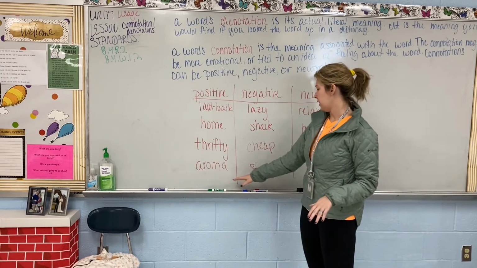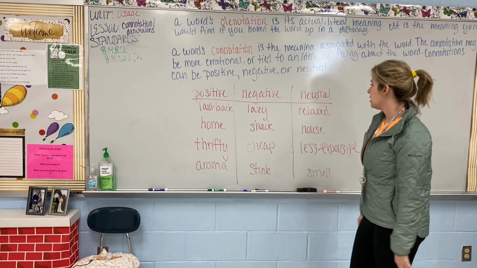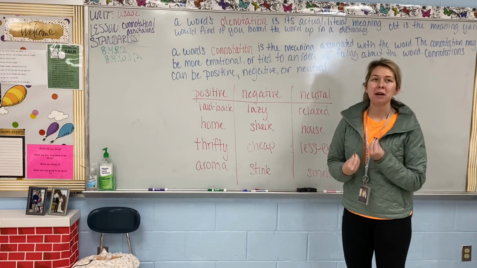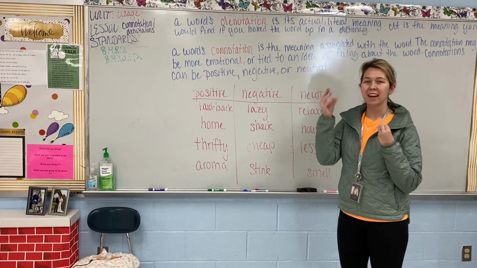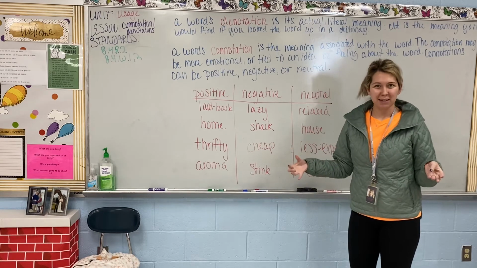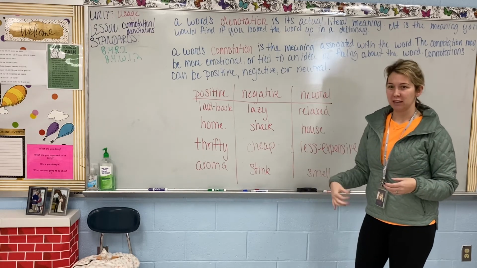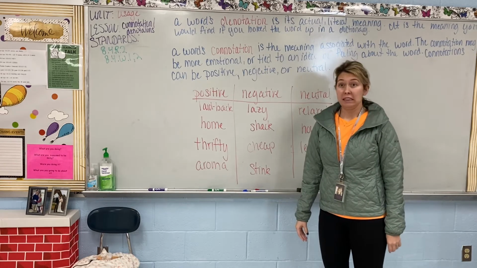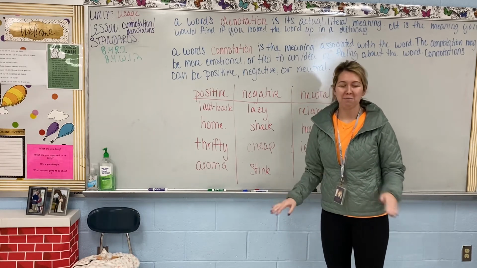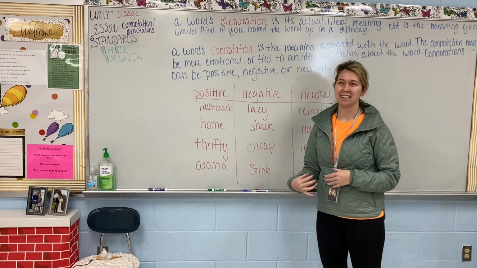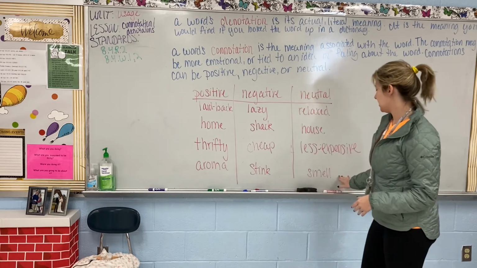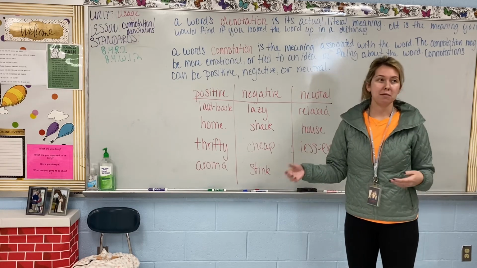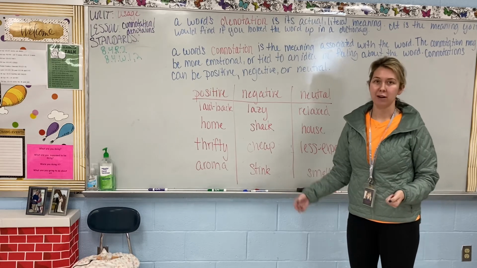And then lastly, aroma, stink, and smell. So aroma, the aroma of the soup, I love it. That's a positive word. We think of it as something that smells really good, food usually. Stink, that stinks. Ew, ugh. We don't have a positive associated with it. It's usually very negative. And then lastly, smell. Just smell. It could be either way, so neutral, falling in the middle.